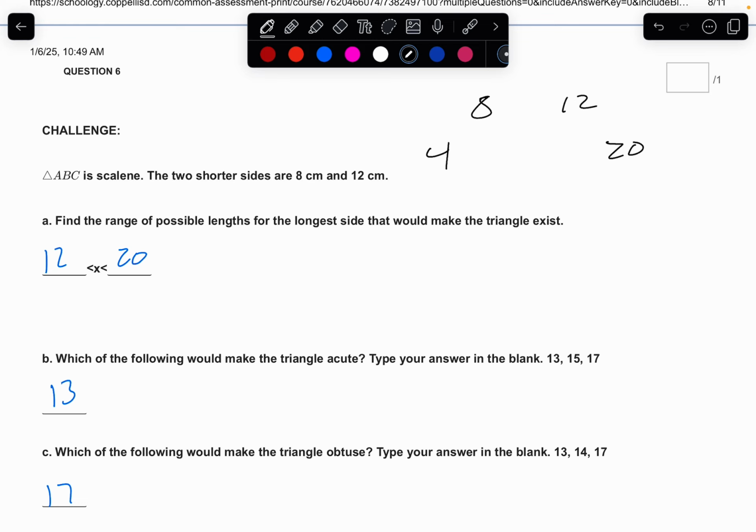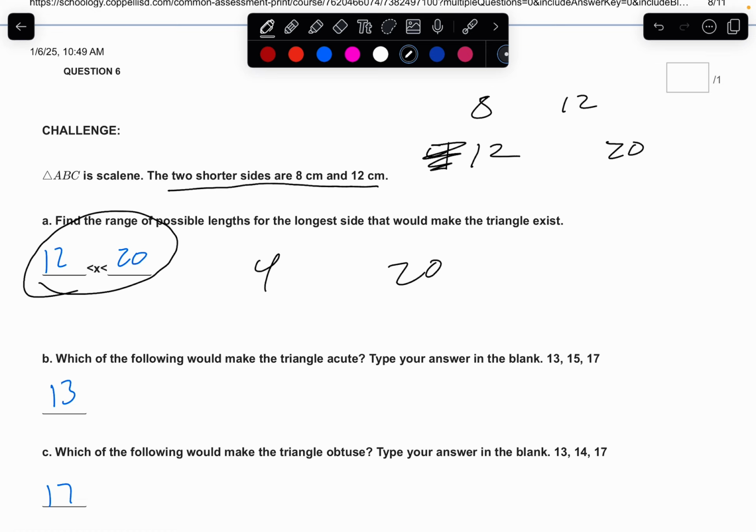There's a problem here, and this is what makes it a challenge question: they said the two shorter sides are 8 and 12. So the lower boundary is not 4, the lower boundary is 12. If I said 4 to 20, then this isn't the shortest side anymore. It says the two shorter sides are 8 and 12. I cannot be smaller than 12, because if my third side is smaller than 12, then 12 is not the shortest side anymore. And they told us that the two shorter sides are 8 and 12. So we know we're bigger than 12, but smaller than 20 because of our rules from last chapter.